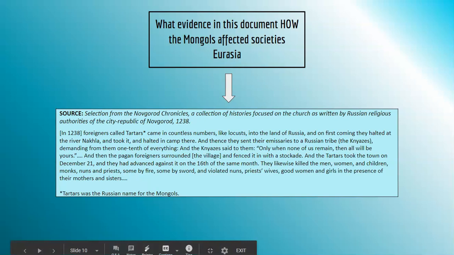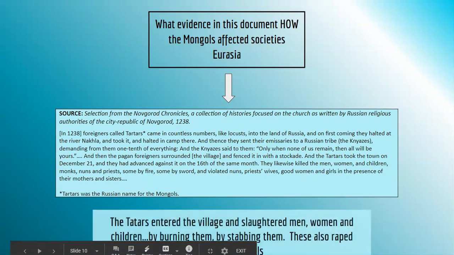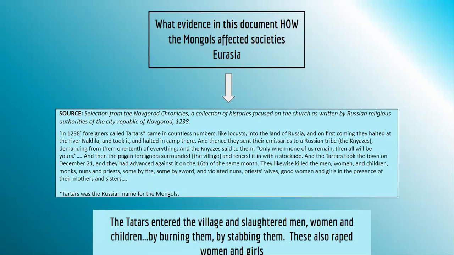Now, we can't use a direct quote. So if we took from this point on, the Tartars took the town, all the way to the bottom, how can we take that direct quote and paraphrase it? Well, it could look something like this. The Tartars entered the village and slaughtered men, women, and children by burning them, by stabbing them. They also raped women and girls. And so that's a way for me to take that entire quote and paraphrase it.